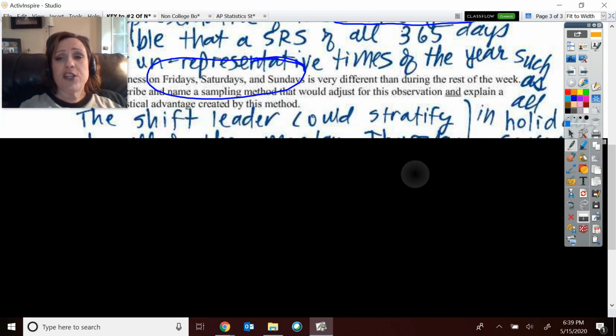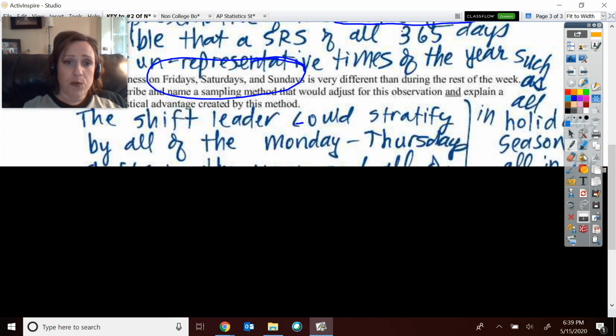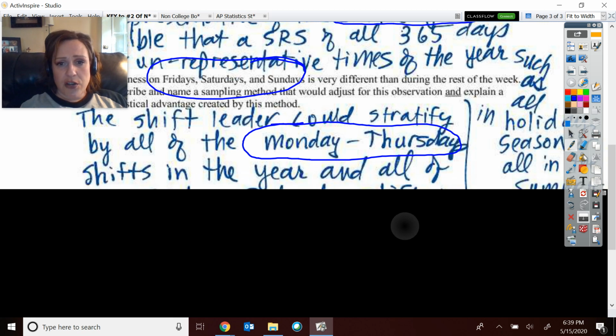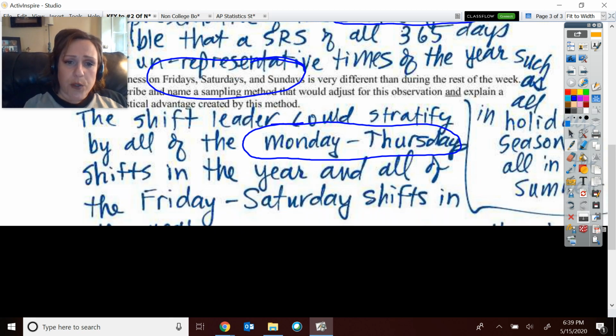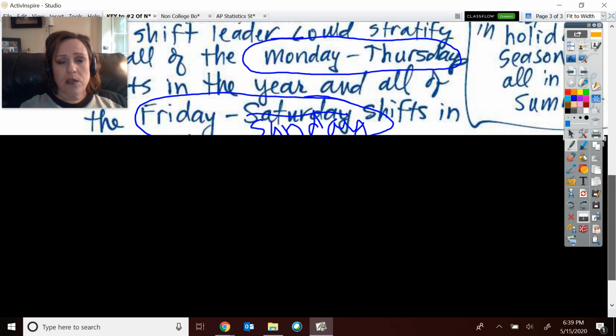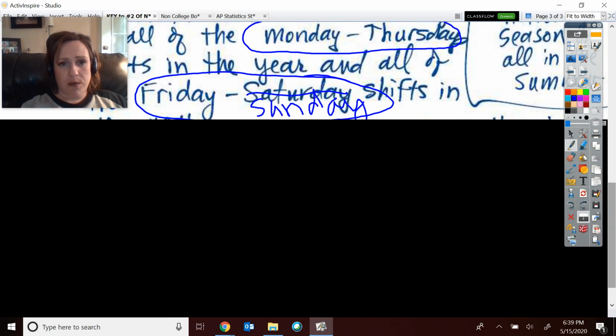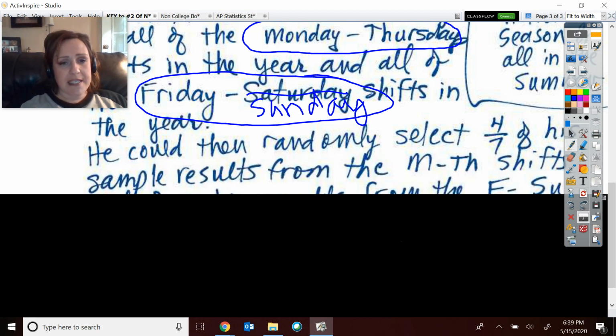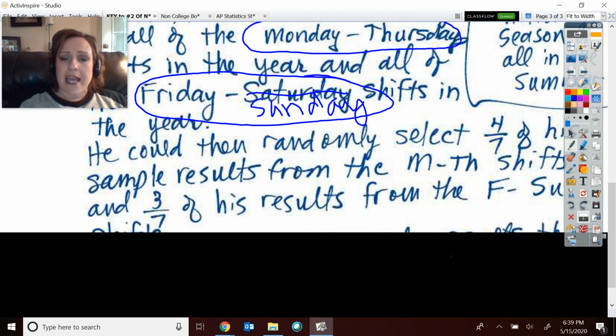So a shift leader could stratify by all of the Monday through Thursdays. So put all of the Monday through Thursday shifts in the year in a bowl, and then all of the Friday through Sunday shifts in the year. So make 2 bags or bowls, Monday through Thursday ones and Friday through Sunday ones. Okay? Then he could randomly select 4/7 of his sample from Monday through Thursday and 3/7 of his through Friday through Sunday, similar to the 1/7 for each day of the week.